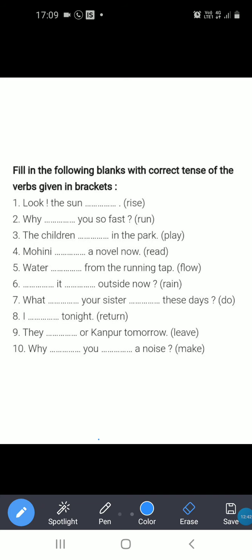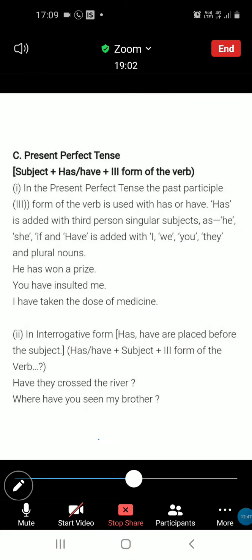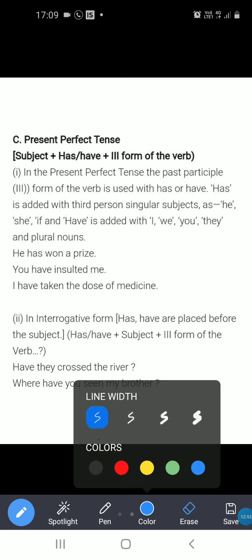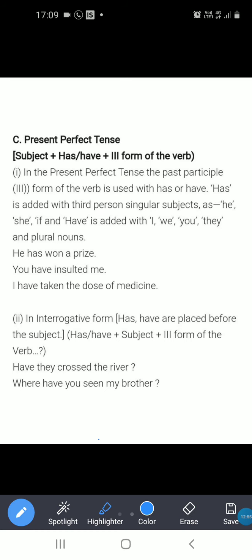So this was present continuous tense. Next is present perfect tense. In present perfect tense, we use subject then has or have. The auxiliary verb. All the work is of the auxiliary verb. In tenses, the important role is of the auxiliary verb only. So here also we will focus on the auxiliary verb. In present perfect tense, we use has and have.